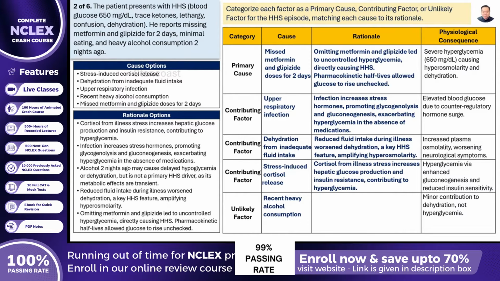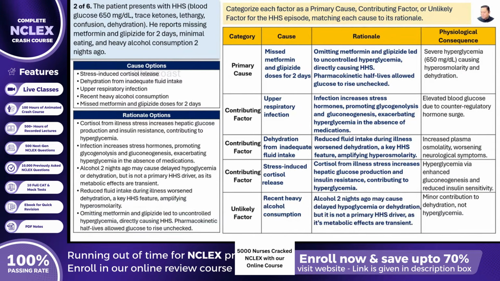Remember, 2 days ago. And the reason for this: alcohol 2 nights ago may cause delayed hypoglycemia or dehydration, but it is not a primary HHS driver, as its metabolic effects are transient, right? It's been 2 days ago. We know that alcohol can mess with the blood sugar and can cause dehydration. So those effects usually don't last long, and they tend to lower the blood sugar, not cause elevation. Now, why do you think that this is not going to fit here?